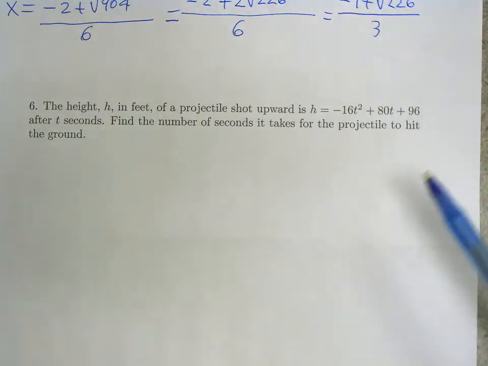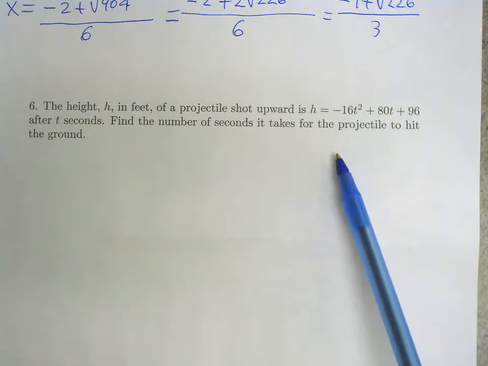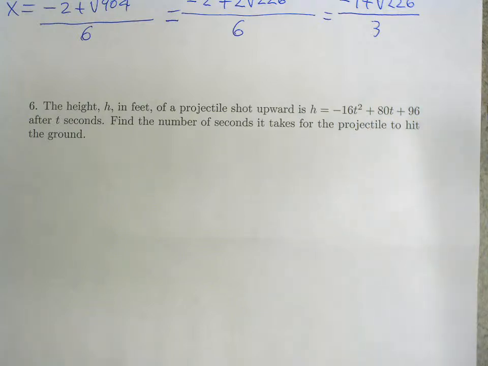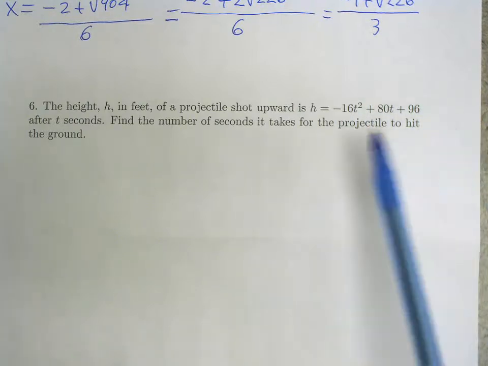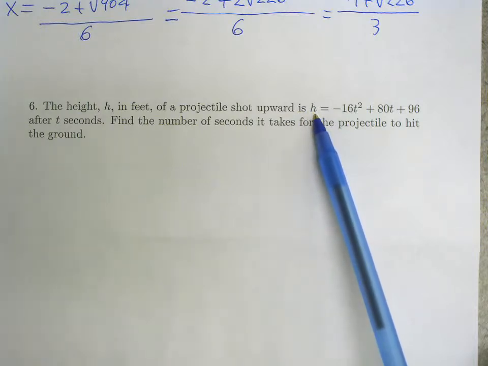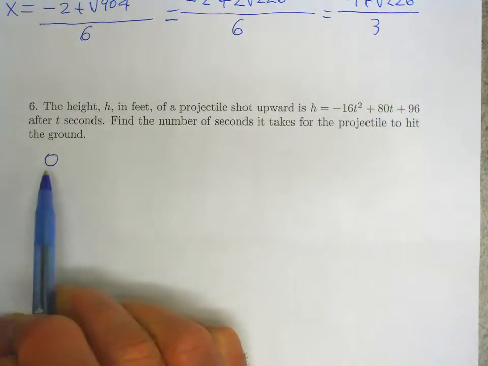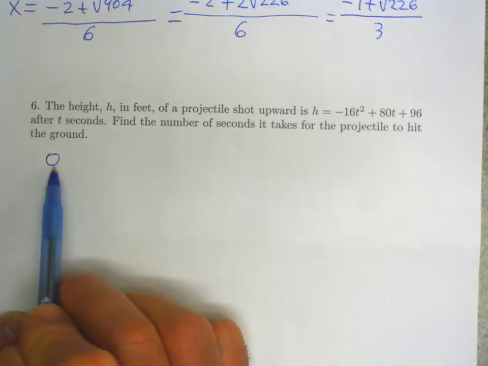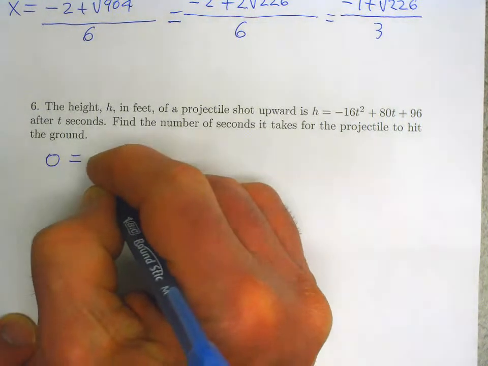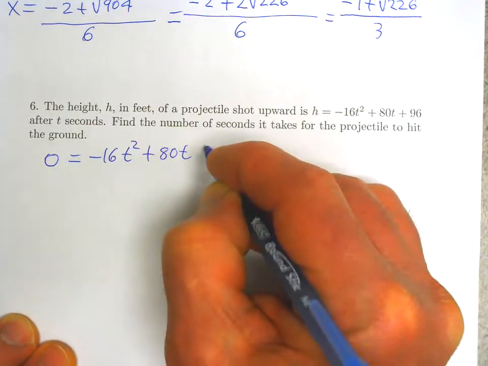Okay, so if we assume that there are no obstacles in the path of the projectile after firing the projectile upwards, then it's only a matter of time until it hits the ground. When it hits the ground, its height above the ground is 0 feet. So to solve this problem, we replace h with 0, because when the projectile hits the ground, its height above the ground is 0 feet. We set 0 equal to -16t to the second plus 80t plus 96.